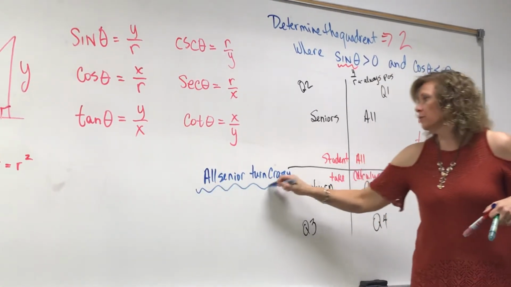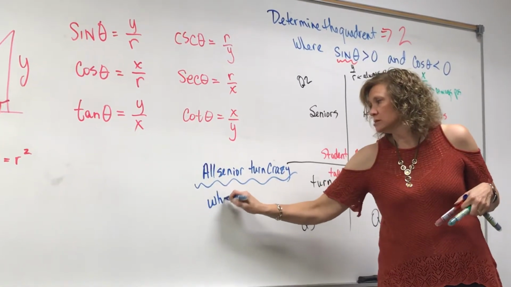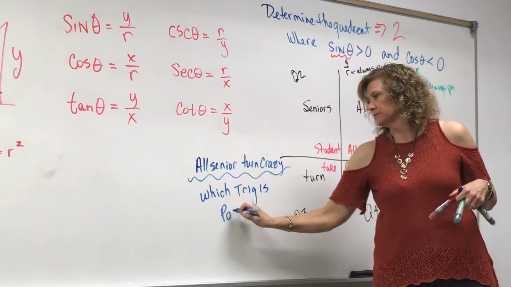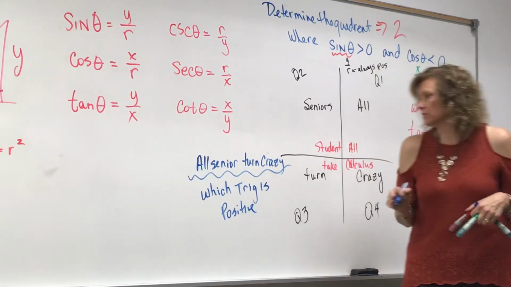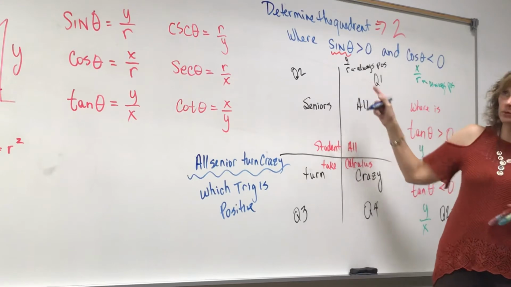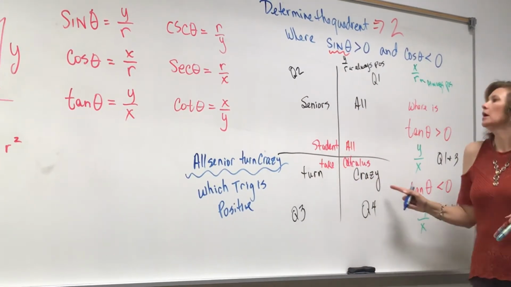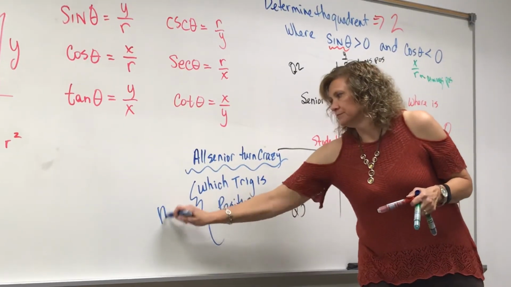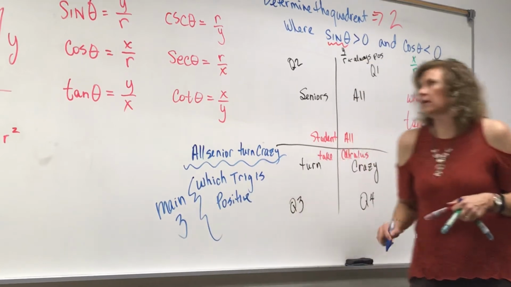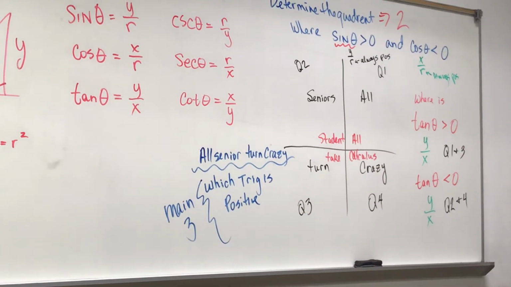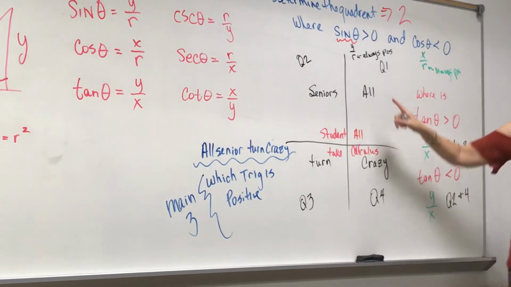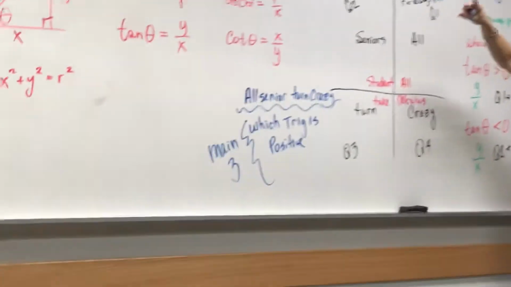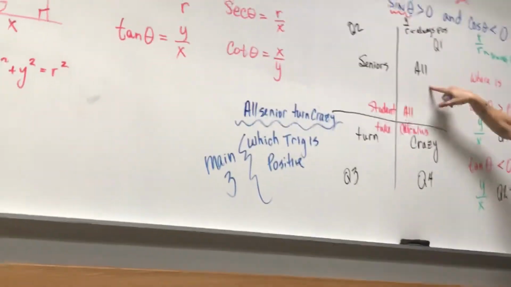This is going to help you tell which trig function is positive. Okay, so it does go clockwise when you put all seniors turn crazy, just like a positive rotation of the angle. And this is of the main 3. It doesn't work for secant, cosecant, and cotangent. You're going to have to rationalize through it. So they are all sine, cosine, tangent, and secant, cosecant, cotangent are all positive here.